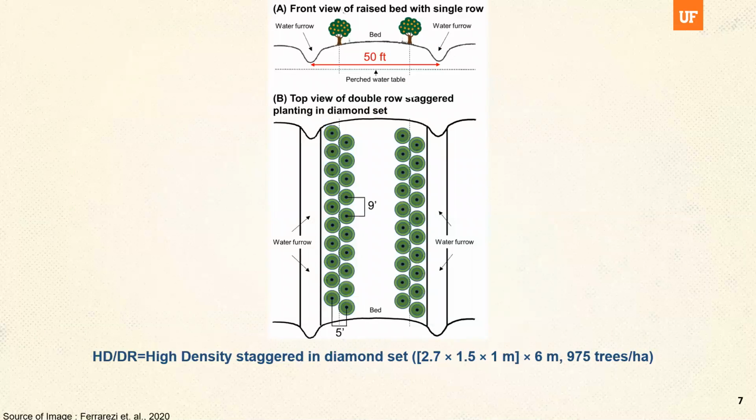So in order to establish high density planting in Florida sandy soil, we needed to come up with a unique approach because of the waterlogged condition. Our grove configuration was in triangular shape, in which 2.7 by 1.5 by 1 meter spacing resulted in 975 trees per hectare. The trees were planted in raised beds of 50 feet length.